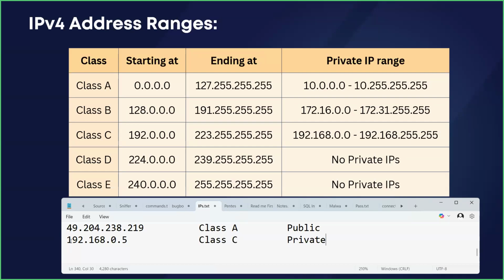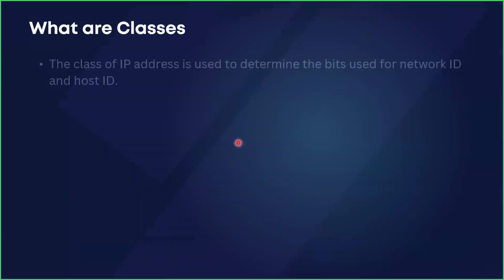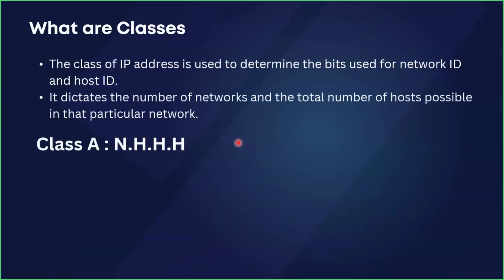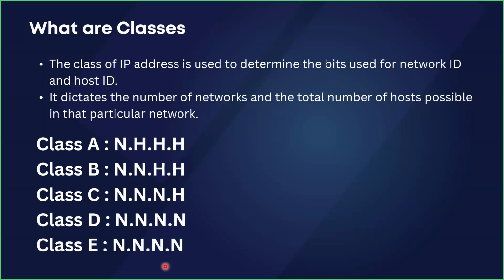Now, coming to the point of why 5 separate classes. To answer Pankaj's question, each class here, guys, has an important characteristic. Class A has one network portion and 3 host portions. Class B, on the other hand, has 2 network portions and 2 host portions. Class C has 3 network portions and 1 host portion. Class D and Class E finally have all network portions itself. There are no host portions in them.